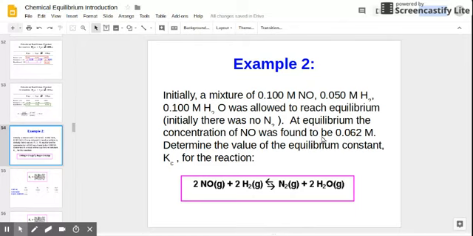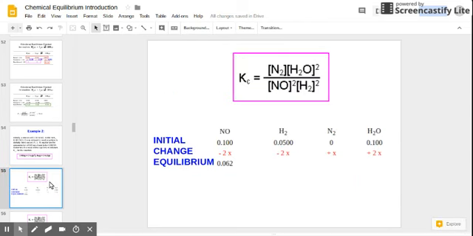So how do we determine the Kc value? We know that the table will look like this, and your Kc expression will look like this too. So we plotted what was given in the problem. That's the one in black. So 0.1, 0.05. Of course, the other product that's not mentioned is 0. The other one is 0.1. And the only equilibrium concentration given was NO, so you get 0.062.